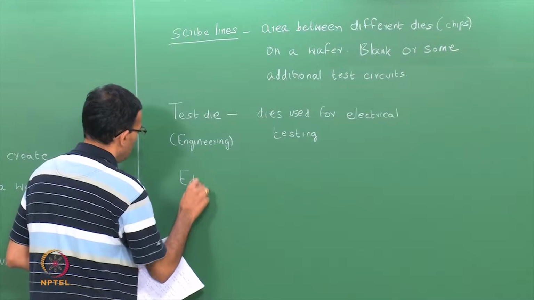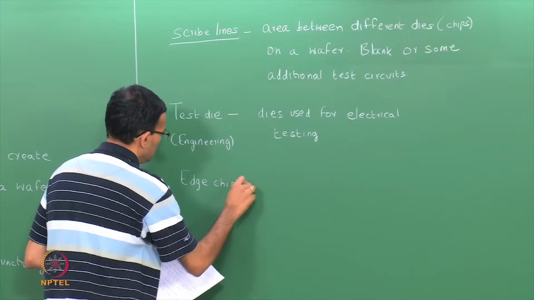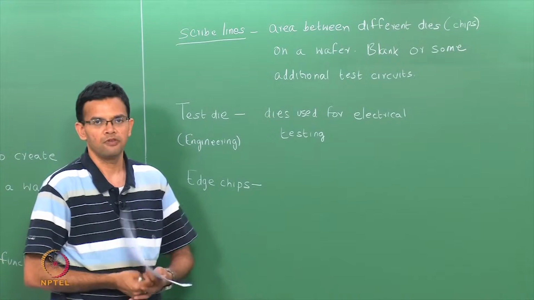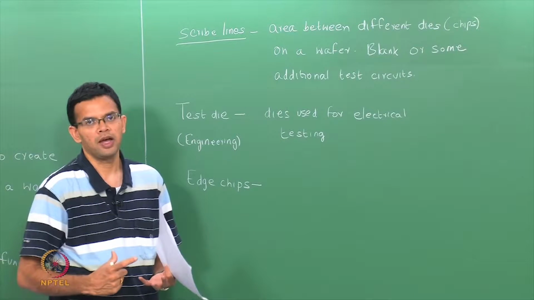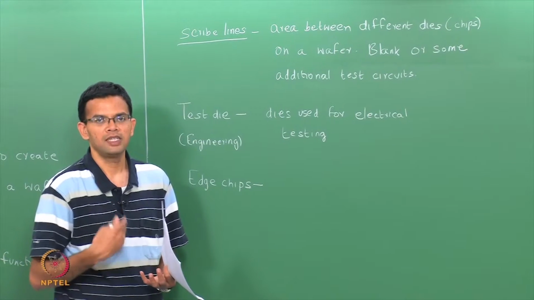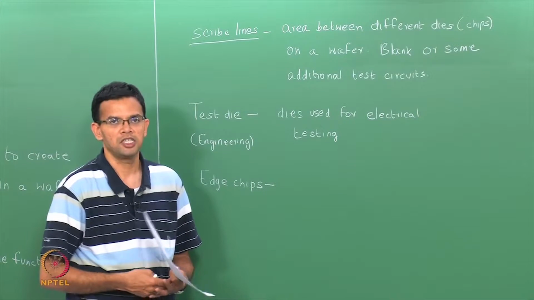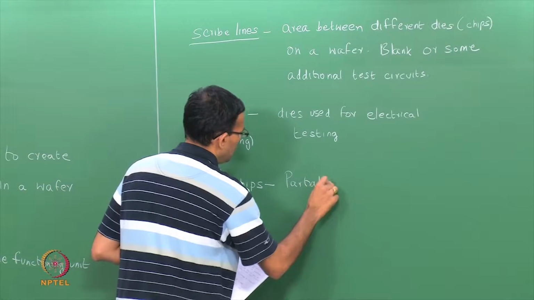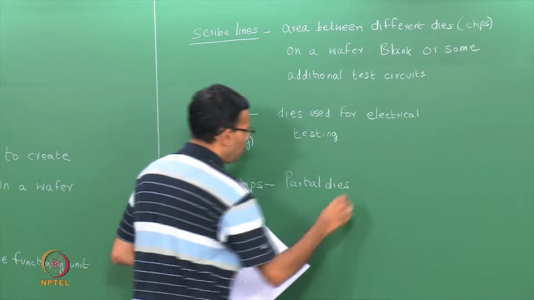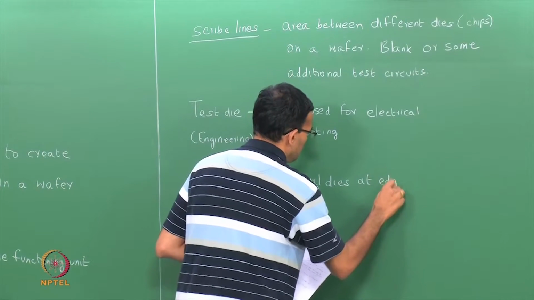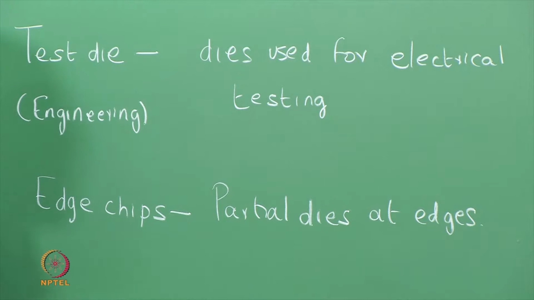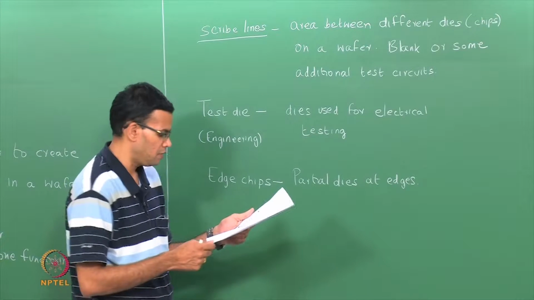You also have something called edge chips. The idea being that any wafer is approximately circular except for the flats. The dies are usually square or rectangle, so that you will always have some amount of partial dies or partial chips at the edges. These partial dies are essentially called your edge chips. So, with increase in die size, there will be a greater number of these edge chips, and one way to minimize that is to increase the size of the wafer.